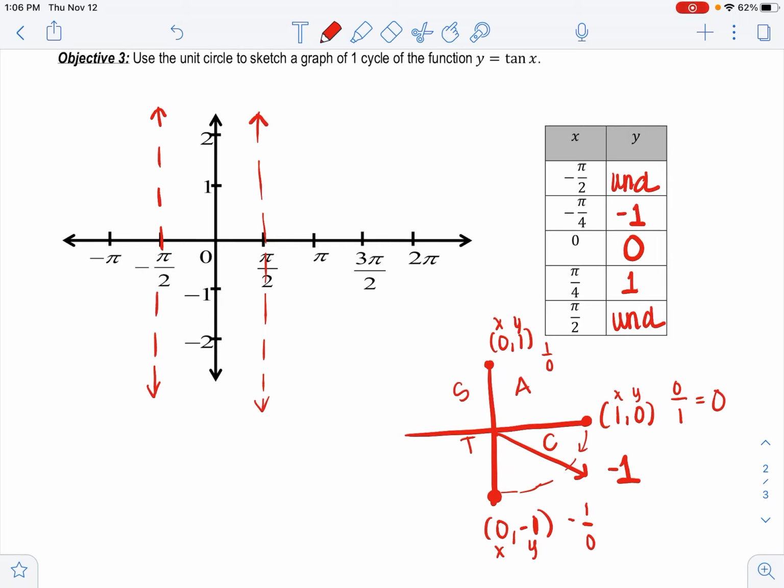All right, so now I can graph negative pi over 4, which is halfway in between 0 and negative pi over 2, or negative pi over 2 and 0, I should say. And then I have a point at negative 1. I have a point at 0, 0. And then I have a point at pi over 4, comma 1. So over pi over 4, up 1 is right there. Remember, this is a curved function. So this is what tangent looks like. And that's one cycle.